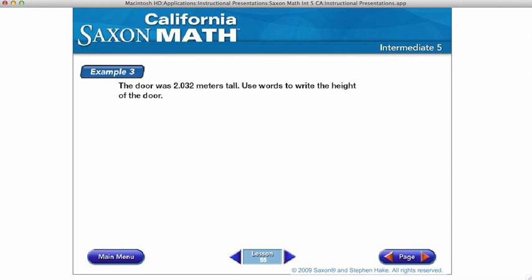The door was 2.032 meters tall. Use words to write the height of the door. Okay, just because I like my little color coding, we have 2, decimal, or we'll write and, then the number in our decimal. So let's start. 2 and, okay, now part 1, we're going to write 32. Don't forget the hyphen.